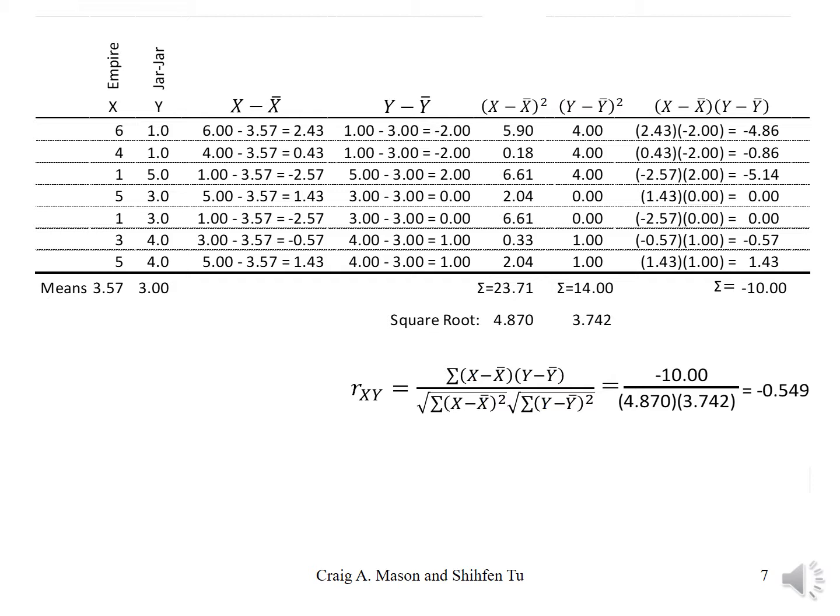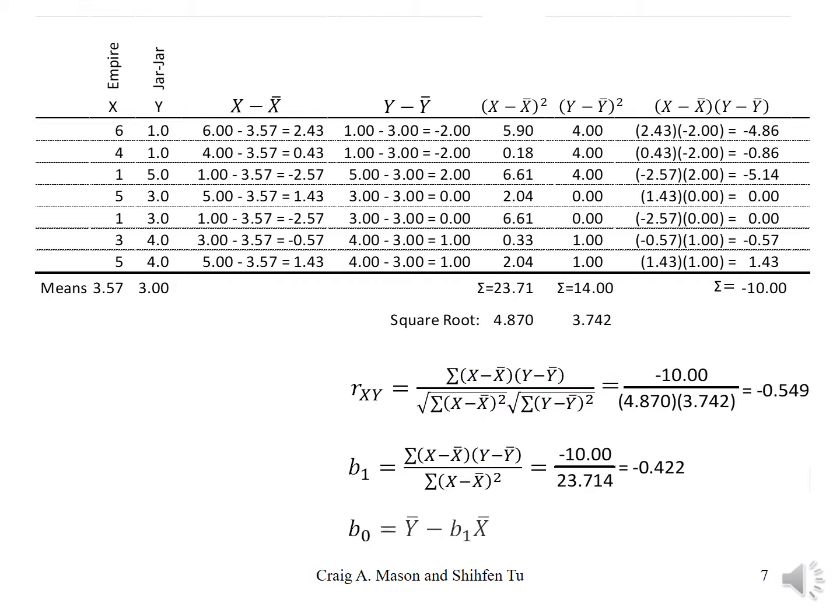Now, if we had calculated the standard deviations for X and Y, we could calculate B1, the slope of the regression line, by multiplying the correlation by the standard deviation of Y divided by the standard deviation of X. Alternatively, if we're calculating by hand, we can save a few steps and calculate the slope by dividing the sum of the cross products by the sum of squares for X, which in this example is negative 10 divided by 23.714, or negative 0.422.